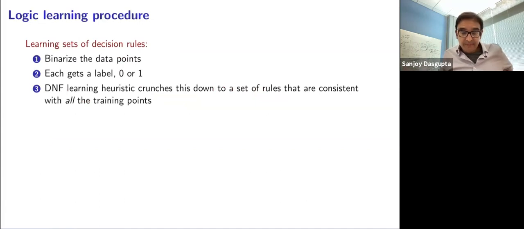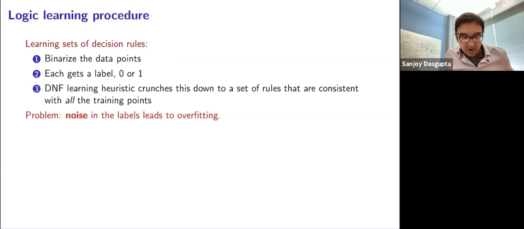So, what do we do? We binarize the data. If it's real valued, we threshold at multiple points, one hot encoding. So now you have this binary data with labels, and you apply your DNF learning heuristic, and it crunches it down to rules that are consistent with all the training points. This part is not problematic, but we run into a big issue. The problem is that you have overfitting. In these tabular data settings, there's often a lot of inherent stochasticity, and I'll define what that means very soon. But the result is that you end up getting lots and lots of rules that are much too complicated and do not generalize well.